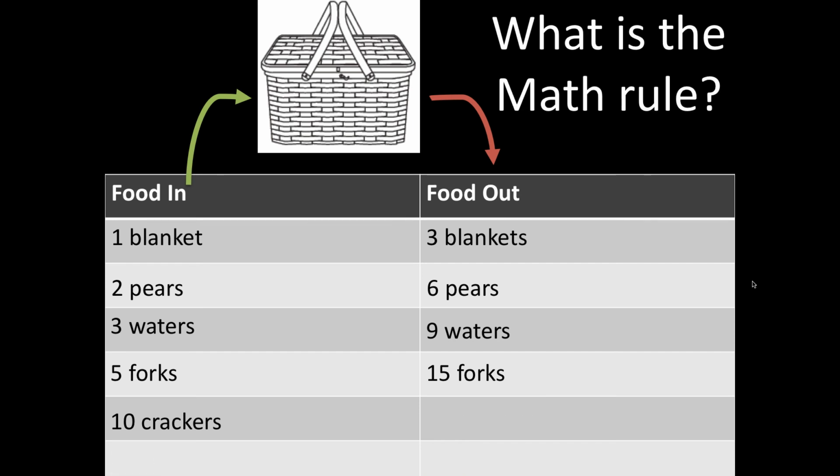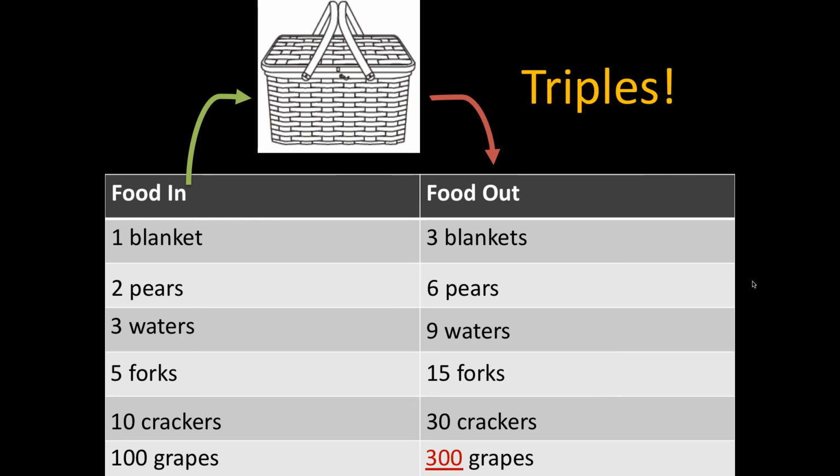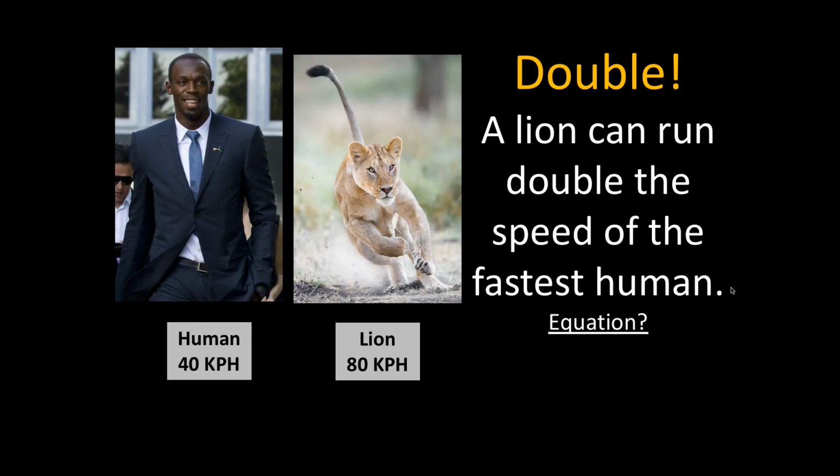We learned about doubles. We learned about triples. Now it's time to look at comparing the human speed to the lion speed. So we have double. A lion can run double the speed of the fastest human. So we have 40 kilometers per hour for humans and 80 kilometers per hour for a lion.